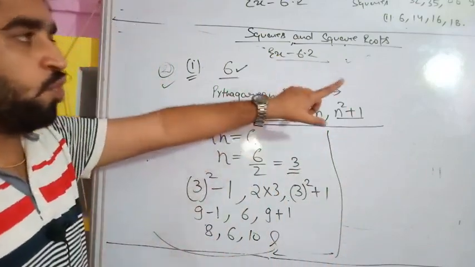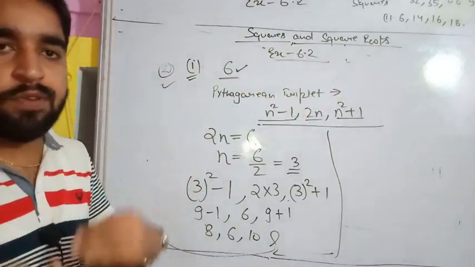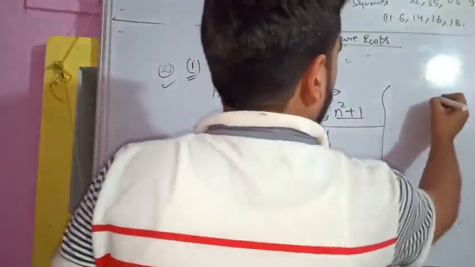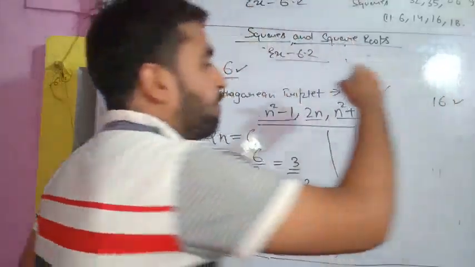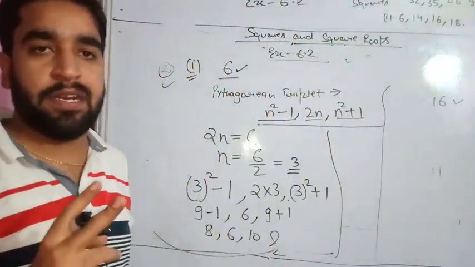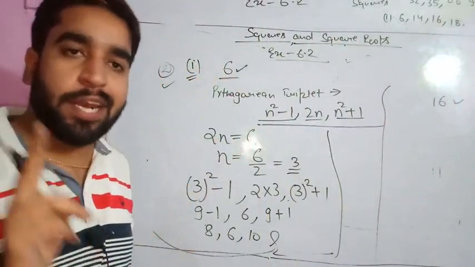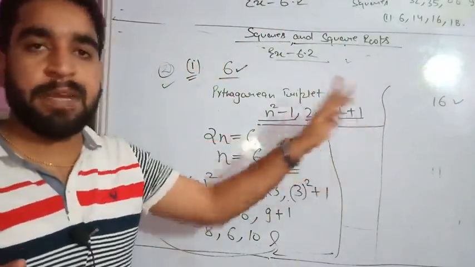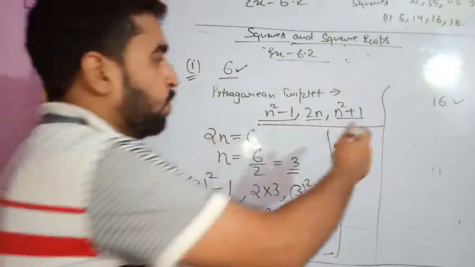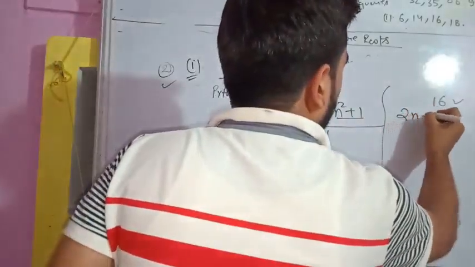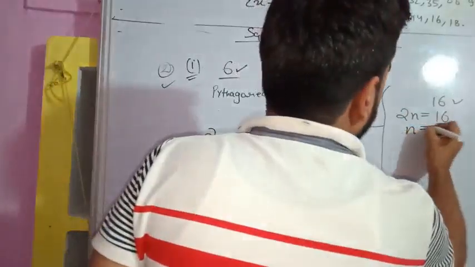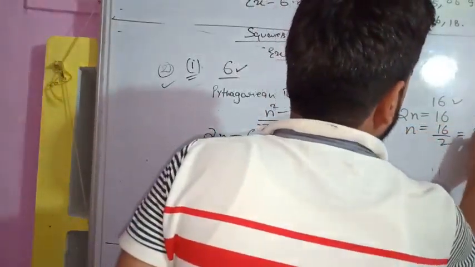Let us solve one more question so that you will become more familiar with it. One member is given. One member is 16 and you have to calculate the other two members. The very first step, you can remember the steps, is to equate this to 2n. Then n will be how much? 16 upon 2. That is 8.